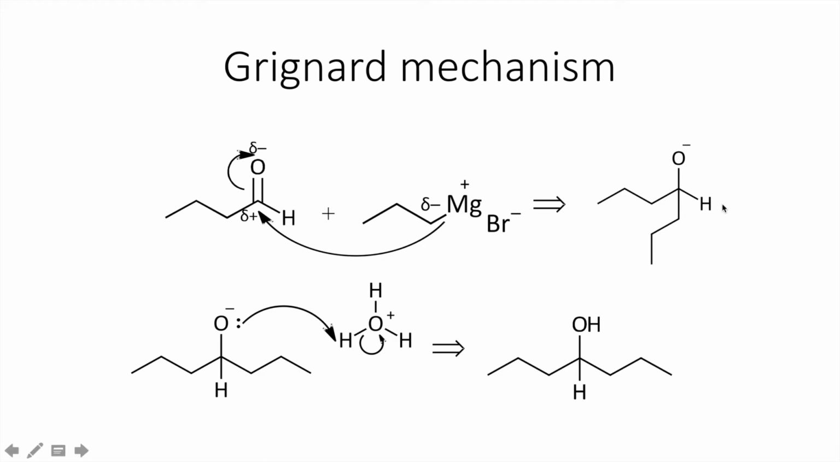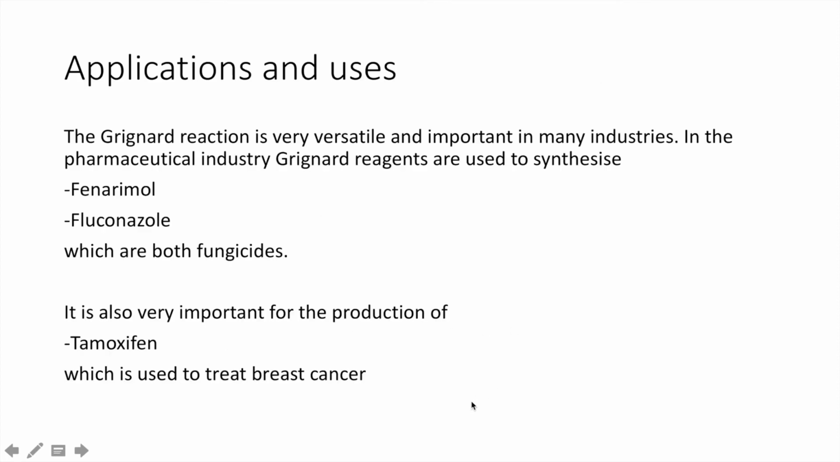And as you can see, the O negative charge would be associated with the salt, which will then be hydrolyzed to form the alcohol. It does this by the electron pairs on the oxygen attacking the hydrogen, which in turn breaks the bond, leading to the formation of the alcohol.